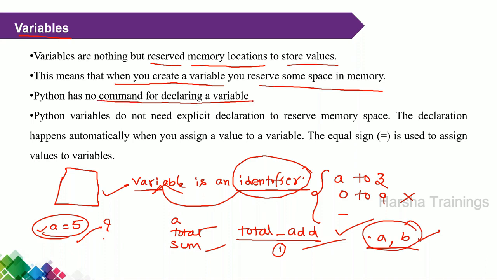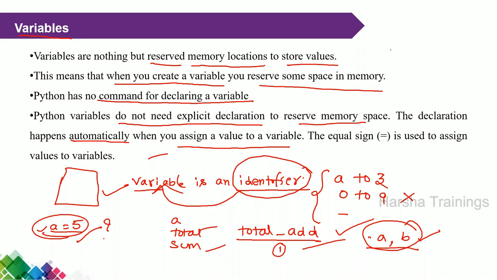So Python does not contain any command for declaring a variable. Why? In Python, there is no need to specify the data type. In other languages, at the time of declaration we specify the data type. In Python, no need to write the declaration. Whenever you want a variable, simply use it. Python variables do not need explicit declaration to reserve memory. The declaration happens automatically when you assign a value to a variable. You got the meaning?